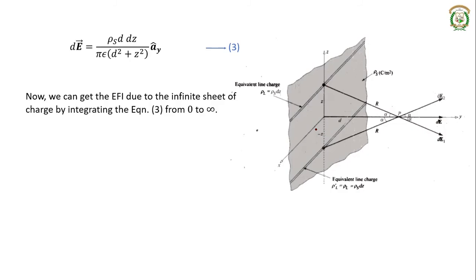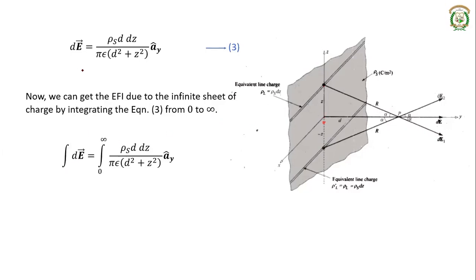Now we want to get the electric field intensity due to the entire sheet of charge, that is infinite sheet of charge. So to do that, we need to integrate this particular equation from 0 to infinity. Here the limit is from 0 to infinity, not minus infinity to infinity. That is because whenever we have considered a line charge in the positive z axis, we have considered an equivalent symmetrical line charge in the negative z axis also. So if you integrate from 0 to infinity, it will incorporate all the terms from 0 to minus infinity also, right? So that's why it is enough to integrate only in the positive z direction.